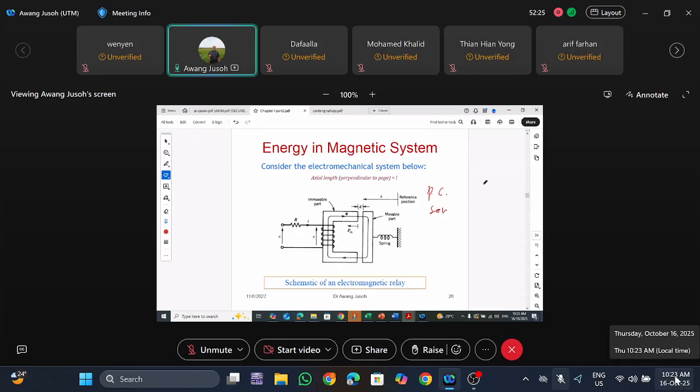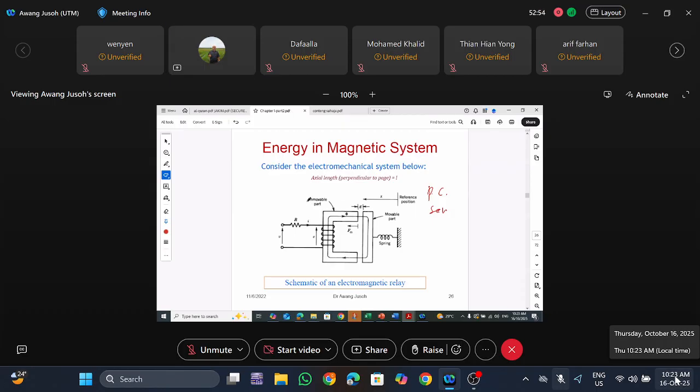There are many ways to study, and you can refer to different books, where they use different methods. But here we just focus on the method shown by the PCCM: how they get the relationship between the energy stored, and after that, from the energy, how we can get the torque or force produced. Consider the electromagnetic system below.